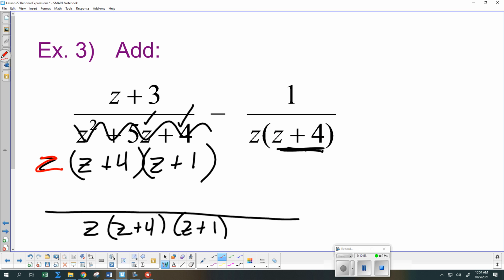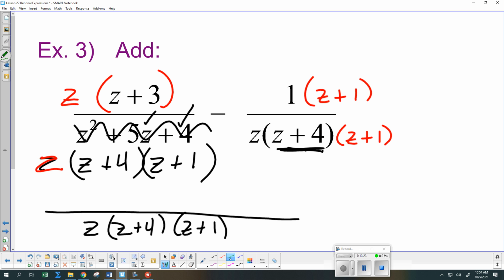And if I multiply that denominator by z, I need to multiply this whole numerator by z, so get the parentheses on there. I have to multiply the whole numerator, not just part of it. This one has the z and the z plus 4, but it's missing the z plus 1, so I need to multiply numerator and denominator there by z plus 1. So Austin, what do I get when I distribute on this first one?